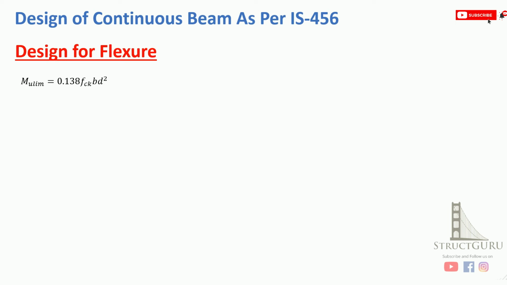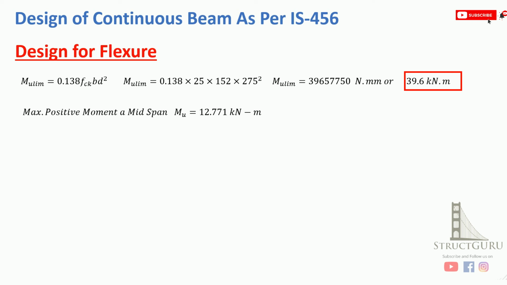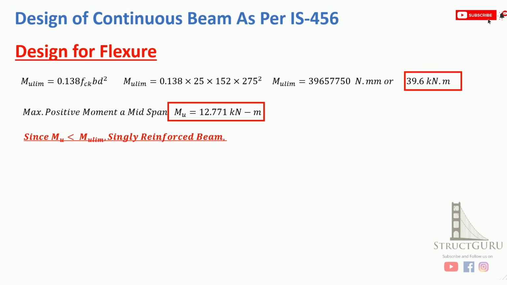First we need to compute the Mu limit using this formula, 0.138 fck b d square. By inserting the values, we'll be getting a limiting moment of 39.6 kilonewton meter. And the maximum positive moment at the mid span we have computed from the bending moment diagram is 12.771. As you can see, our ultimate moment is less than the limiting moment. So that means we need to consider a design of a singly reinforced beam.